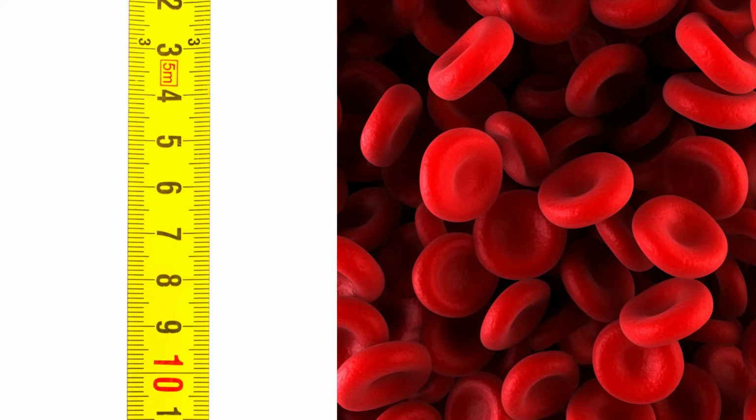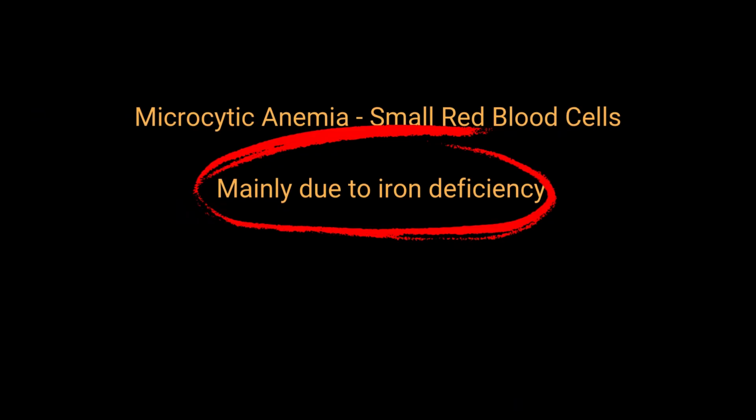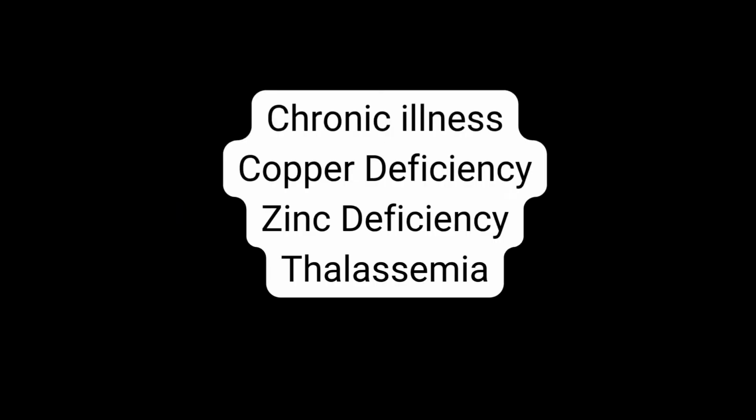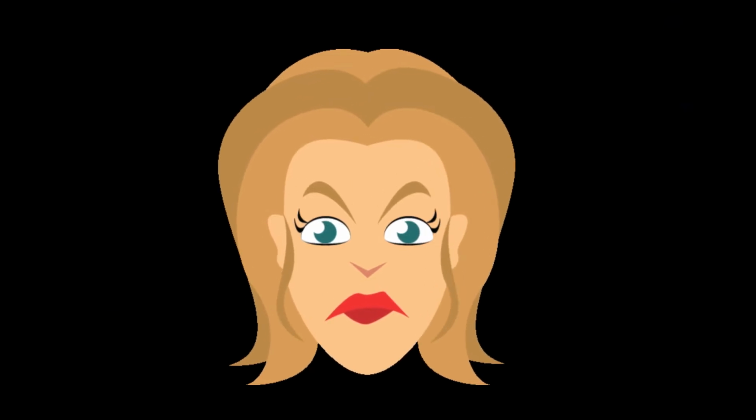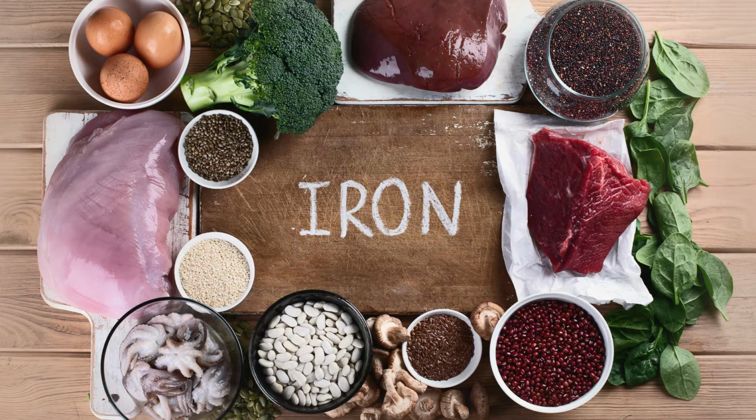of anemia. Now, it's usually due to iron deficiency, but it can also be due to chronic illness or copper or even zinc deficiency. Now, I won't cover the other possible causes mentioned in this video. I'm going to focus mainly on the most common cause for microcytic anemia, and that would be iron deficiency.